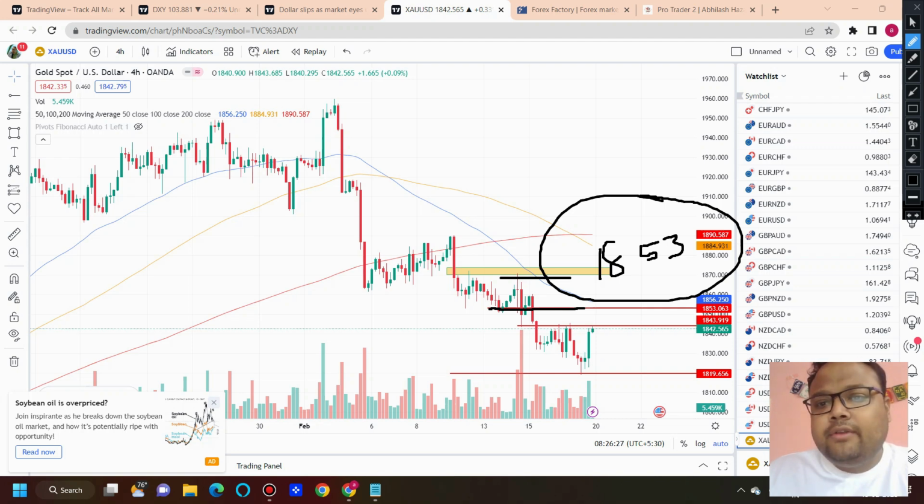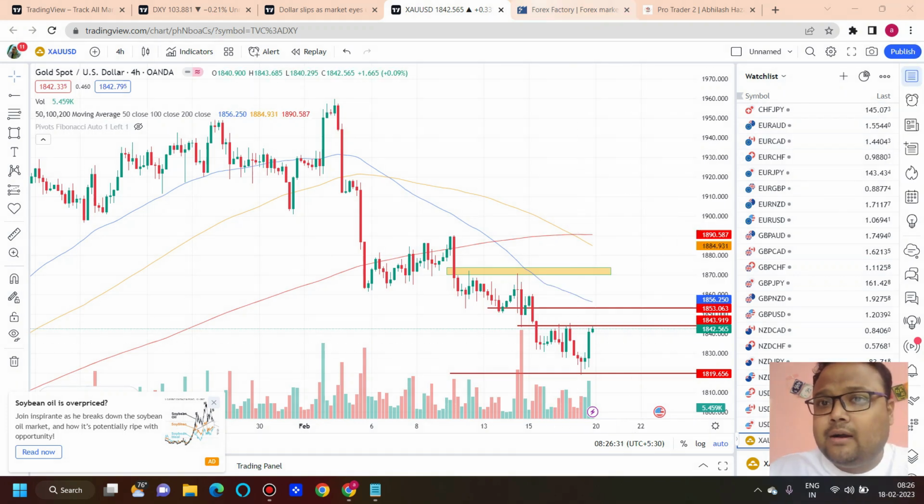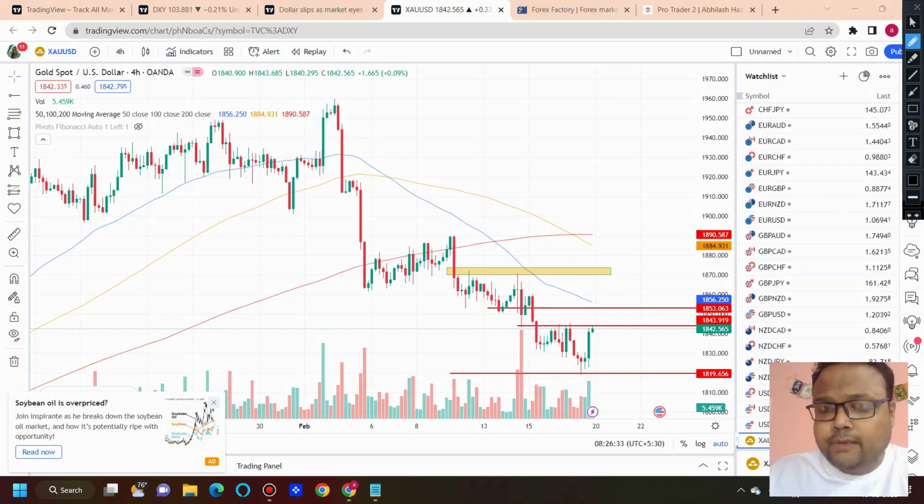So 1853 is the next resistance on the chart of gold if the market starts going up after the market opening. After the market opening, if you see the market going up, then observe the market at 1853. If the market acts normally like a typical Monday market, then obviously you can expect the market to face some selling pressure around this area. You don't need to trade on the 4 hours chart. The 4 hours time frame is quite slow.